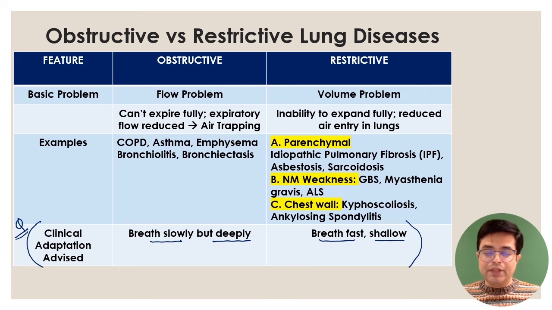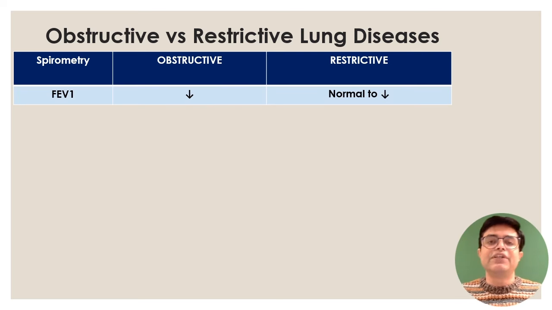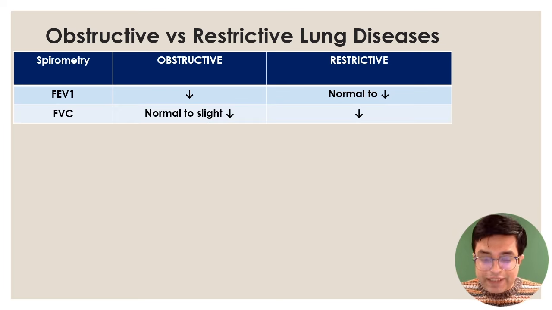Now, if you do spirometry, how are you going to distinguish between obstructive and restrictive? These are the values on which a lot of questions have been asked, so you need to remember them. First, let's check FEV1. FEV1 refers to forced expiratory volume in the first second. In obstructive, it is decreased. Restrictive lung disease, it is normal to decreased. Then we have forced vital capacity, FVC. In obstructive, it is normal to slightly decreased. Restrictive also, it is decreased.